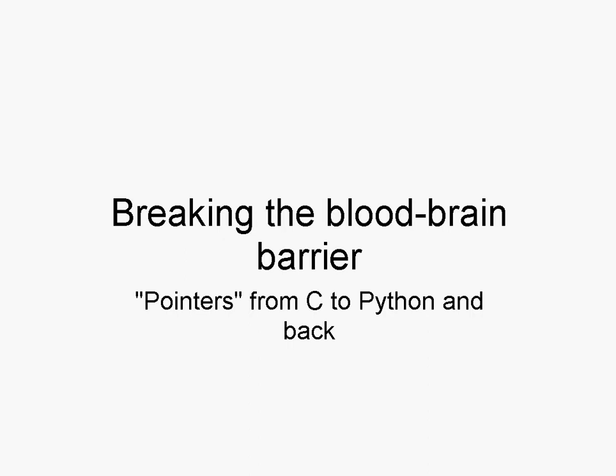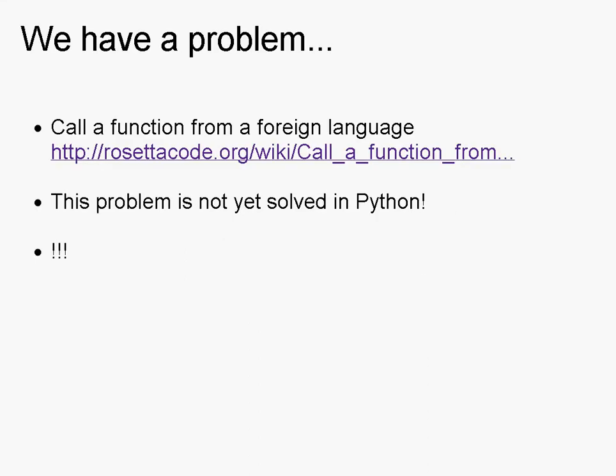Today we'll be talking about breaking the blood-brain barrier. Pointers from C to Python and back. For this presentation, I'll be using a problem from Rosetta Code. Rosetta Code is a repository of common programming problems and their solutions in different programming languages. The problem I've chosen is calling a function from a foreign language. This problem is not yet solved in Python.